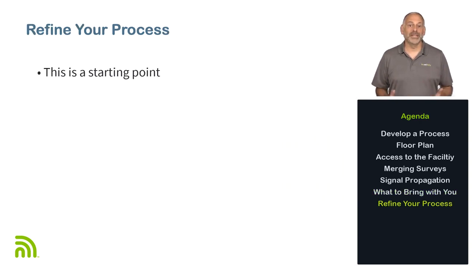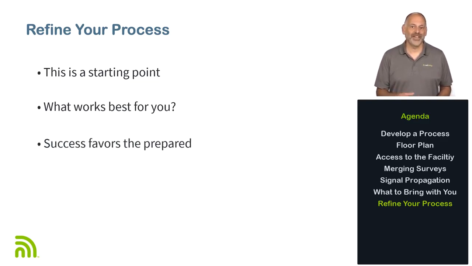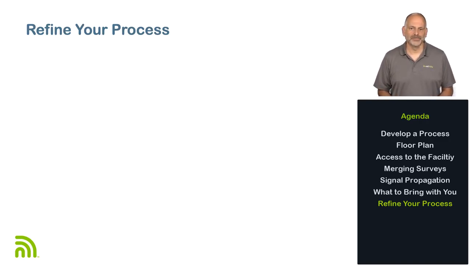As I mentioned at the beginning of this video, this is a good starting point. As you conduct Wi-Fi surveys, figure out what works best for you and adjust your process. You'll find that success favors the prepared. Having everything in place before you begin the survey will reduce the time it takes to complete and yield the most accurate results. This will also reduce the likelihood you'll need to redo the survey as a result of an incorrect setting at the beginning of the project.